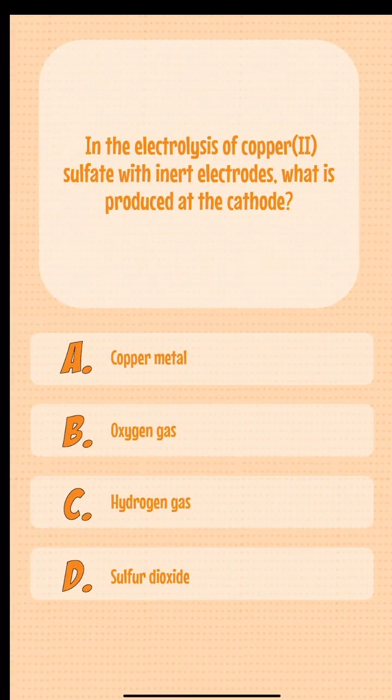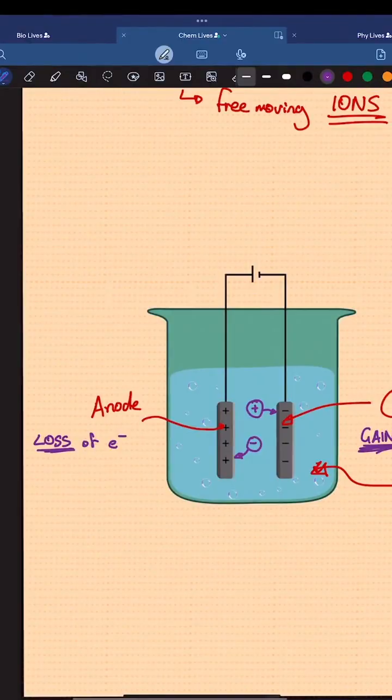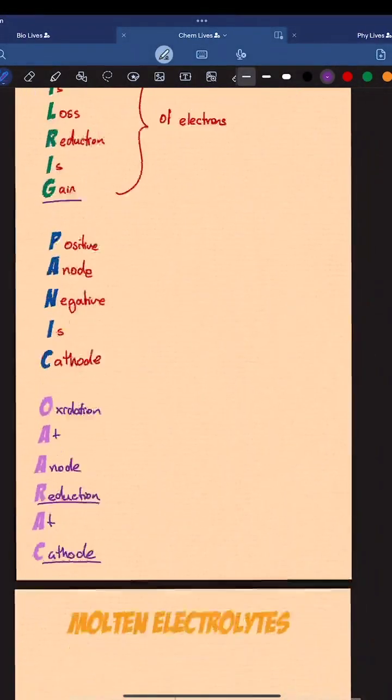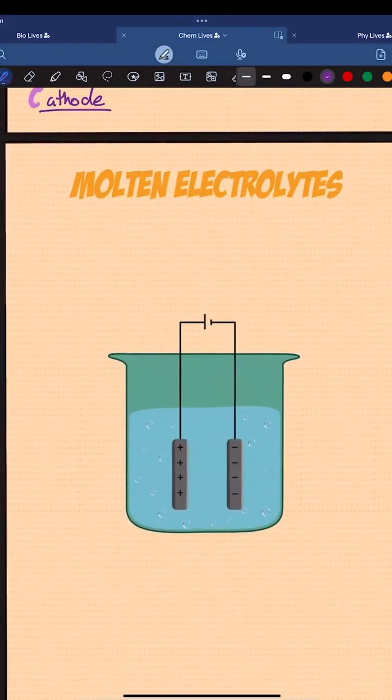In the electrolysis of copper 2 sulfate with inert electrodes, what is produced at the cathode? Okay, so here you need to recognize what ions are present. Here we have a molten electrolyte, okay? So in molten electrolytes, for example, if we had something like sodium chloride, the first thing you need to do is recognize what ions are present in here.